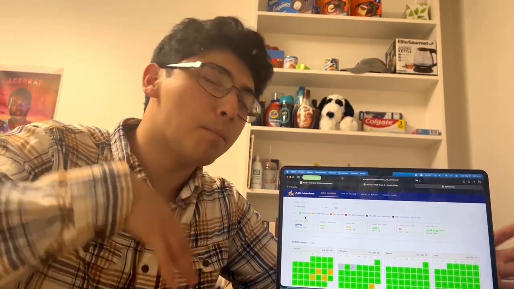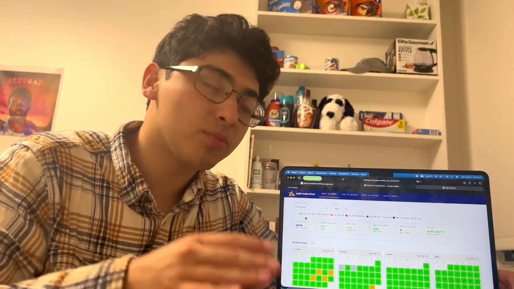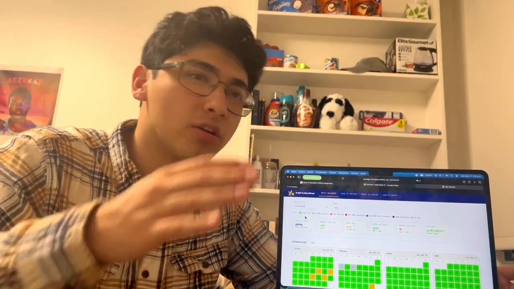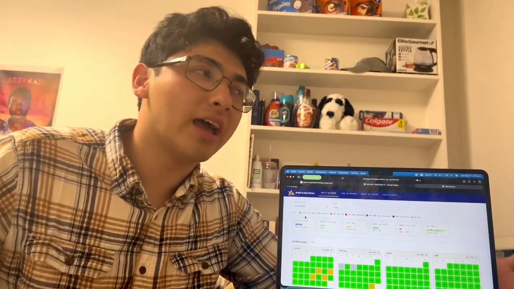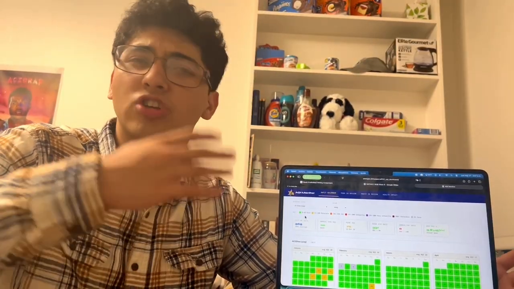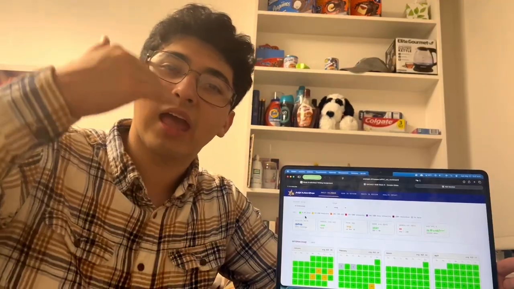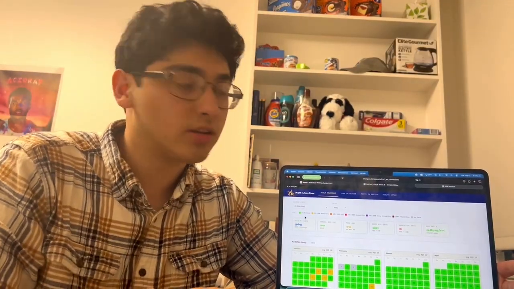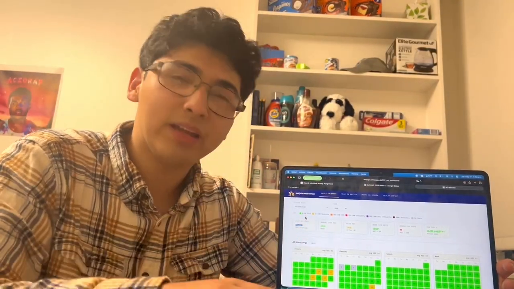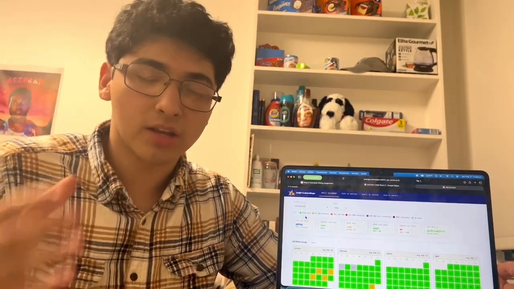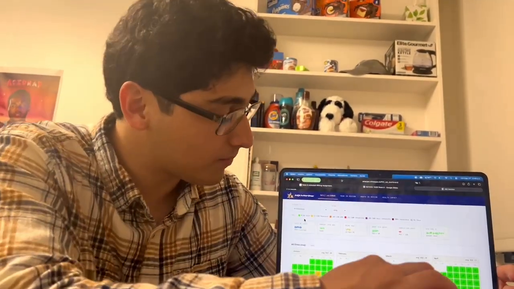AQI is a measure of how much PM 2.5 there is and other types of particulate matter that are in the air. So just measuring in general the air quality and the level of air pollution. So lower AQI just means lower air pollution concentration, right?